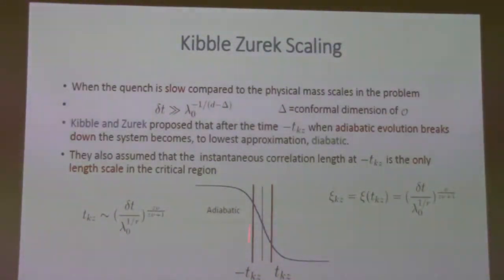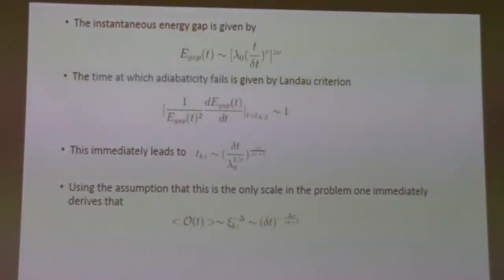You can easily calculate what these times are, and I'll just go through this calculation because it's quite trivial, and therefore it's also not quite accurate. So the instantaneous energy gap in the system is given by this expression. The thing which is inside is the time-dependent coupling. This z is what's called the dynamical critical exponent, which tells you how lengths and time scale, and nu is the standard correlation length exponent of the corresponding critical point. So this gap became a function of time because we're looking at the instantaneous energy gap.